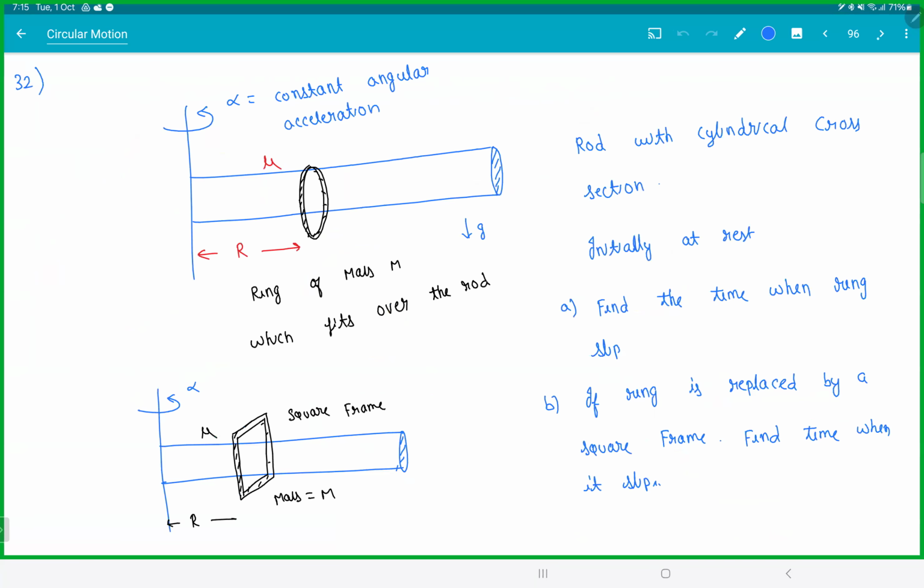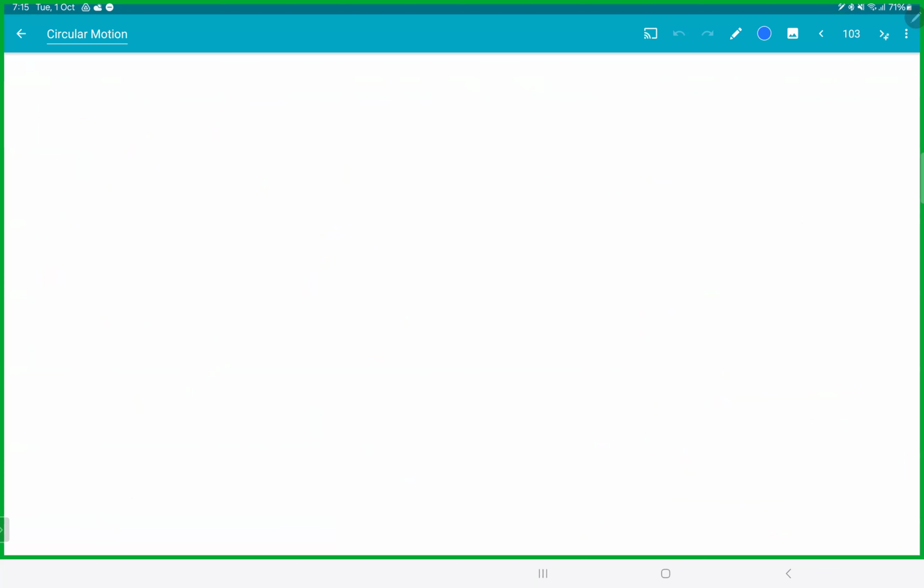That's it. That is concept-wise the only concept you have in radius of curvature. Let's see a question.